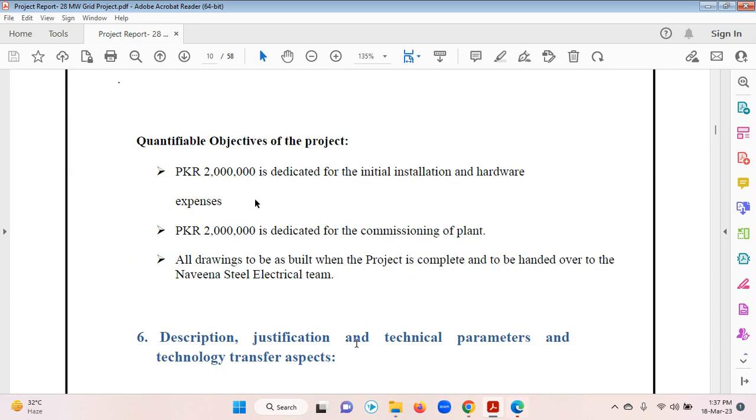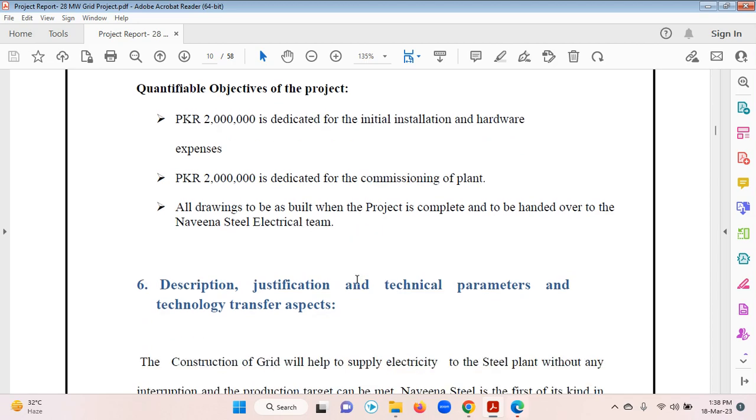We dedicated 2 million rupees for the initial installation and the hardware, and another 2 million for the commissioning of the plant. As shared above, all drawings are to be as-built when the project is complete and to be handed over to the Navina Steel electrical team.